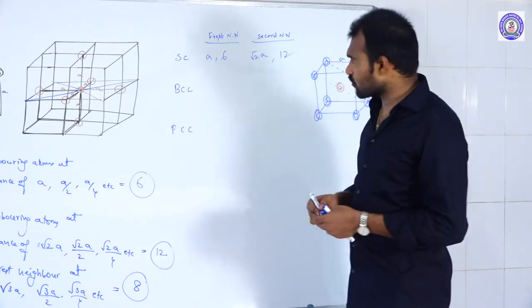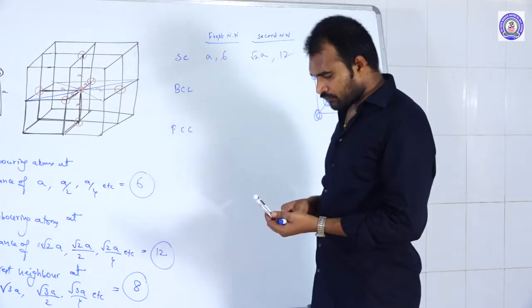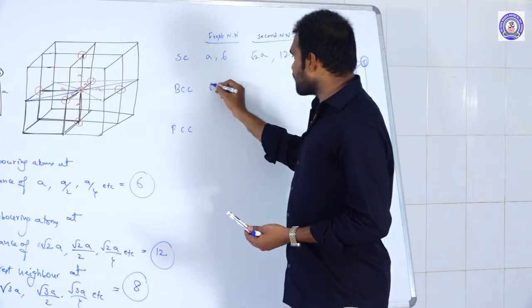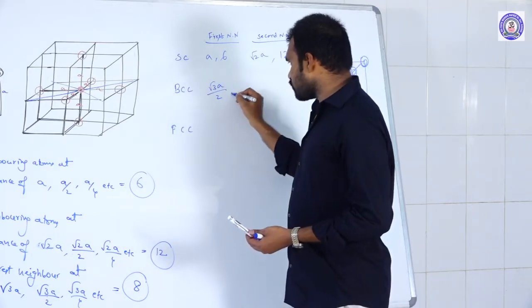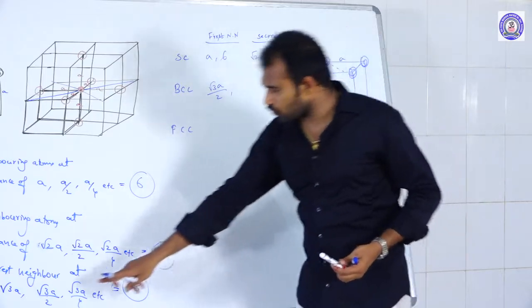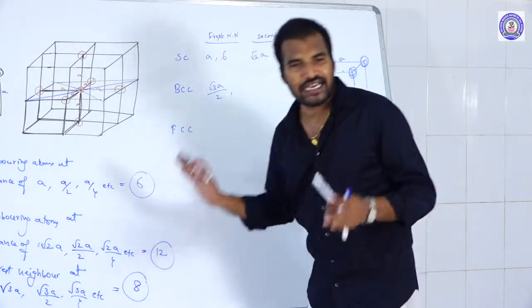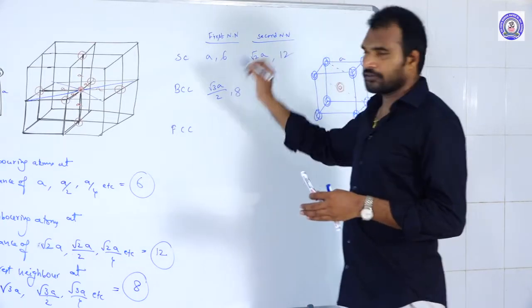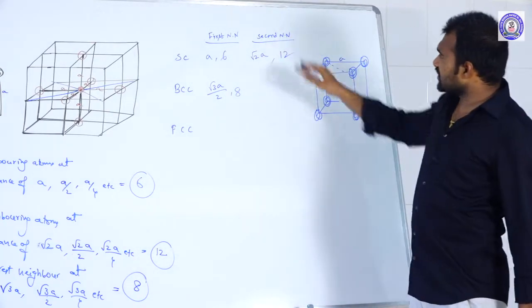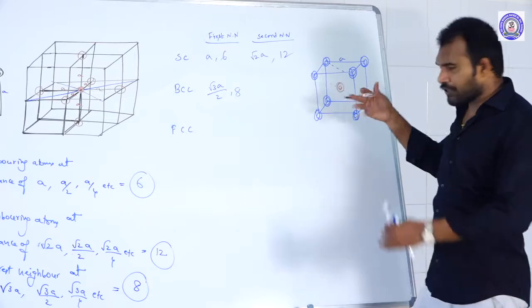Understood? So in case of body centered cubic, the first nearest neighboring distance formula is root 3a by 2. And at a distance of root 3a by 2, what is the number of atoms? 8 are there. So 8. Next, second nearest neighboring distance. So root 3a by 2 is already finished.